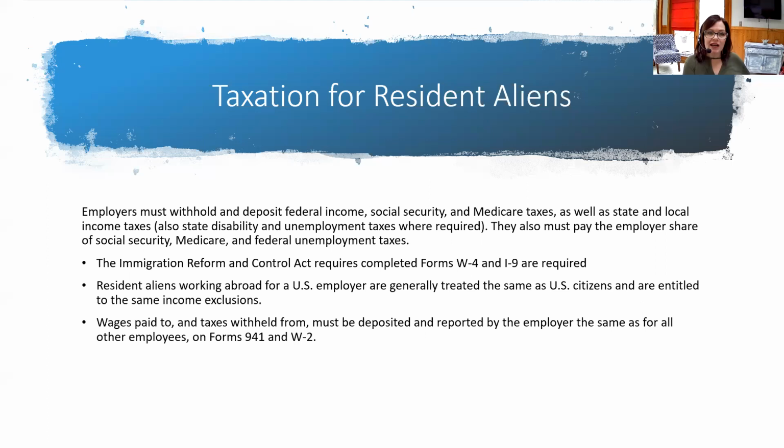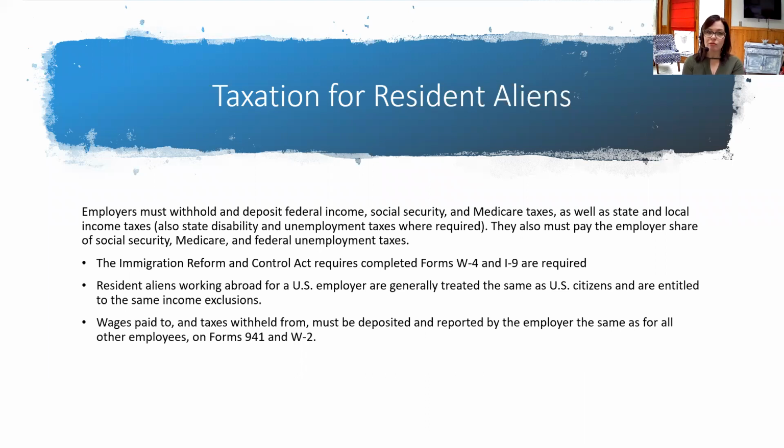Employers must withhold and deposit federal income, Social Security and Medicare taxes, as well as state and local taxes, and disability and unemployment taxes where required. They must also pay the employer's share of Social Security, Medicare, and federal unemployment. The Immigration Reform and Control Act requires completed I-9s and W-4s for all of those employees.